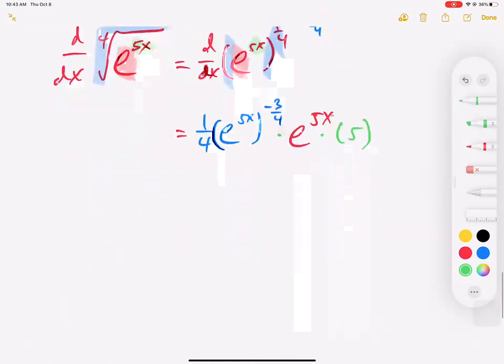Now we can rewrite this here. And there's some algebra 1 and algebra 2 coming along. So we can write 1, not 1 over. We have 5 e to the 5x all over 4, the fourth root of e to the 5x cubed.